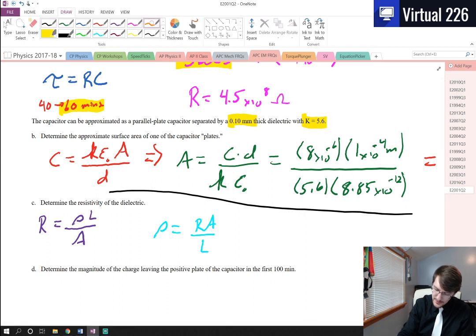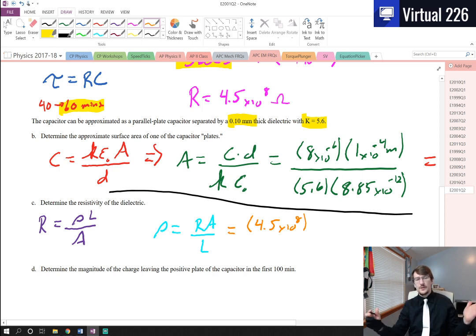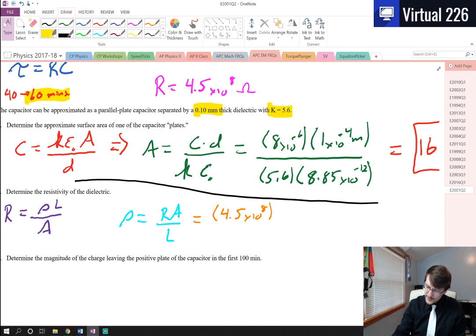And in this case, we actually know all these values. We know R. R is just whatever we got from part A. So for us, that is 4.5 times 10 to the 8th. Maybe your number's a little different, but be consistent. Your cross-sectional area is what we found in part B here. That's our 16 or 16.14, whatever you have. I'm just going to use 16 because I'm lazy.